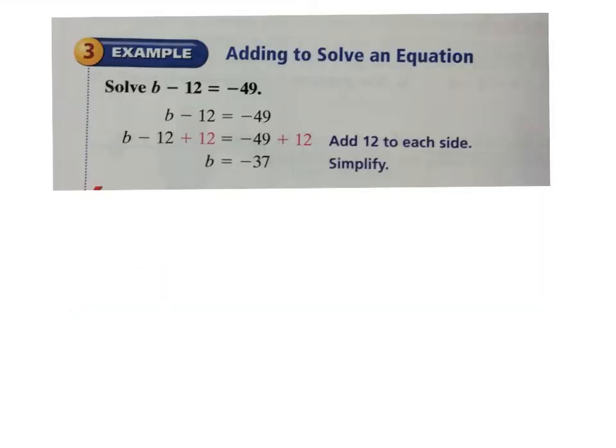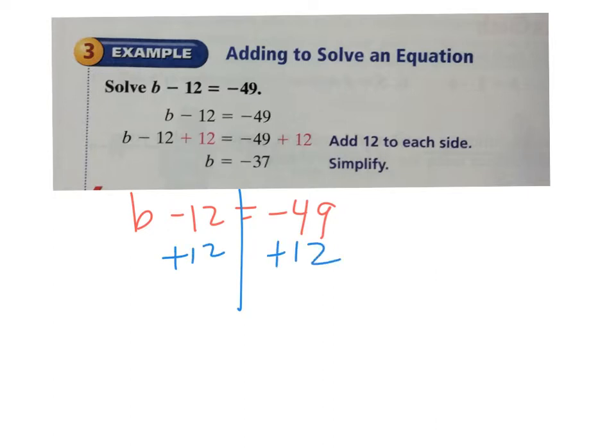Alrighty, adding to solve an equation. So this is a whole lot like the one we just did. It's not really a stellar jump. B minus 12 equals negative 49. So we go ahead and take a look. 12 is attached to B by subtraction. The opposite of subtraction is addition. So add 12 to both sides. So B equals negative 49 plus 12. Well, obviously we're going to be really subtracting, and there's more negatives, so negative 37 is the answer there.